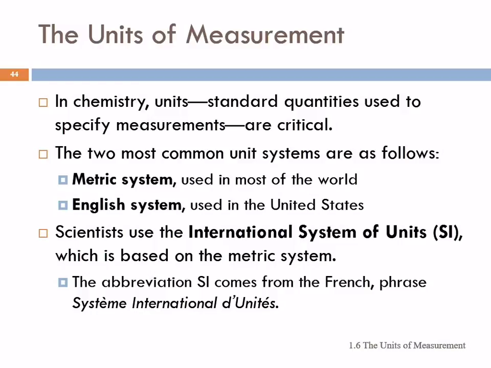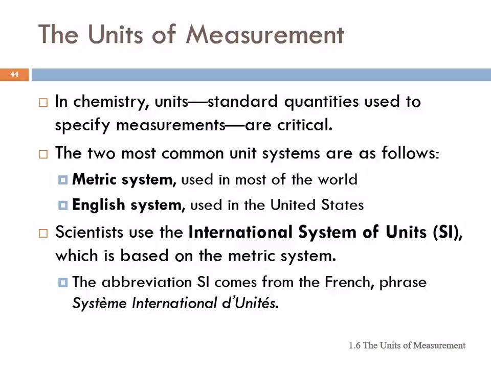Measurement is very important. In chemistry, there are a lot of things that we measure, and you need units to make measurements. And so we need to talk about units. There are two basic unit systems in use, what we call the metric system and the English system. The metric system is used in most of the world, and the English system is still used in the United States. We keep saying we're going to convert to metric, but we don't actually do it. We're just playing around with it.